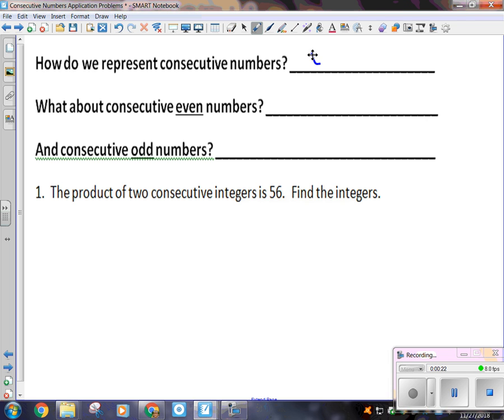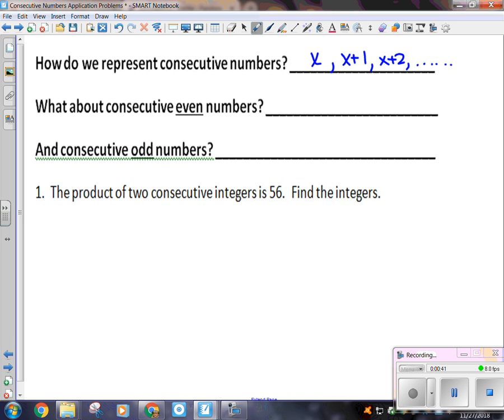Well, consecutive numbers always begin with x. We might not know exactly what number we start with, but we do know that the next one would be x plus 1, the one after that would be x plus 2, and we're going to continue that pattern. Consecutive numbers would be numbers that are right after the other.